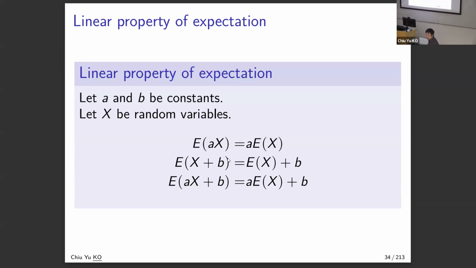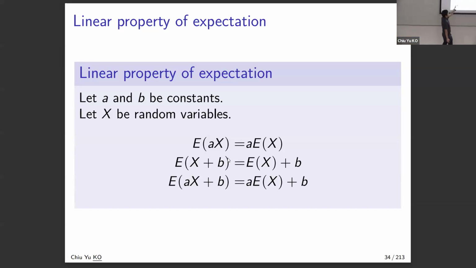It depends on how much you invest. AX is the profit, right? Expected profit will be just A times the expected return. That's it. You don't need to really care about the whole thing in terms of expected return. So say A is 1,000, then just take it out.